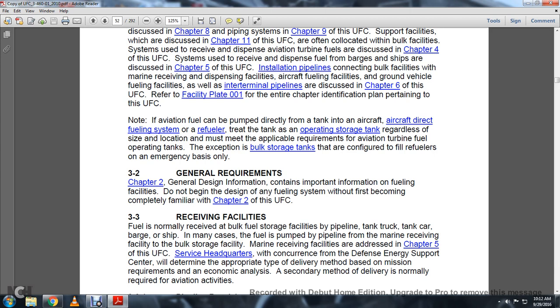Alright, 3.2 General Requirements. Chapter 2, General Design Information, contains important information on fueling facilities. Do not begin the design of the fueling system without first becoming completely familiar with Chapter 2 of this UFC.